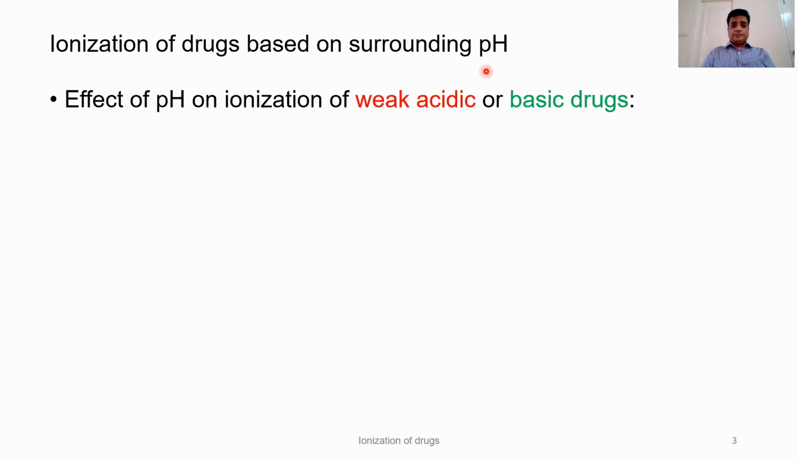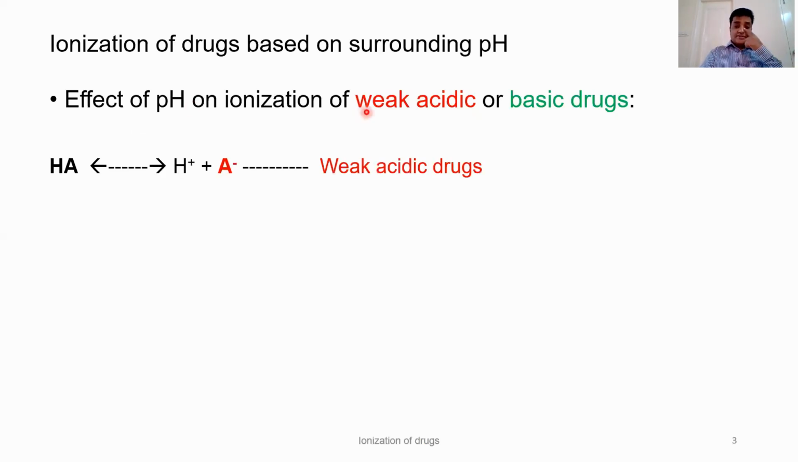Every single drug which we discuss has a tendency to get ionized depending on whether it's a weak acidic or basic drug. A weak acid or weak base has a special feature of trying to remain in both ionized and unionized state. The strong acid and strong base are primarily ionized. So depending on the surrounding pH, a weak acidic drug or weak base can remain ionized or unionized.